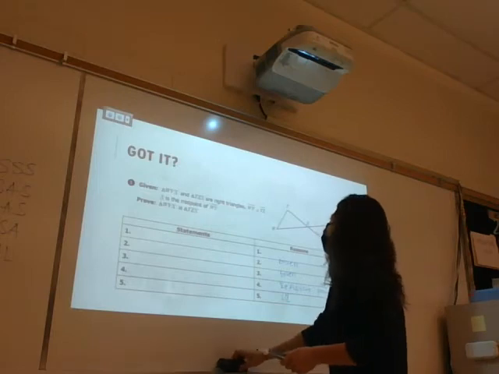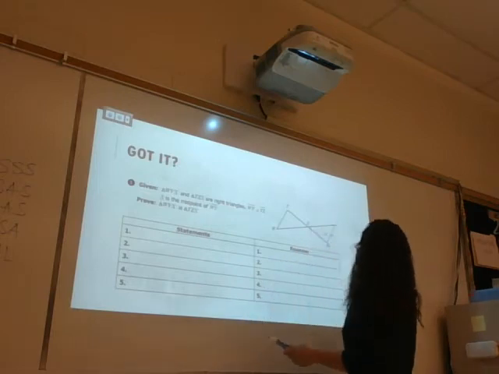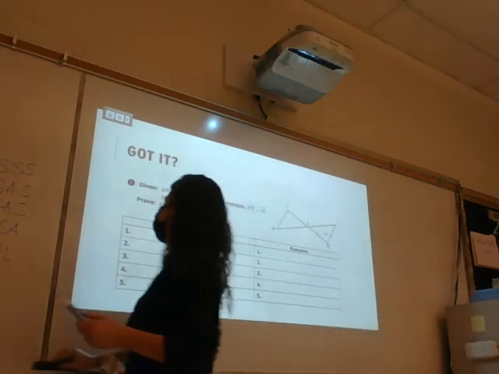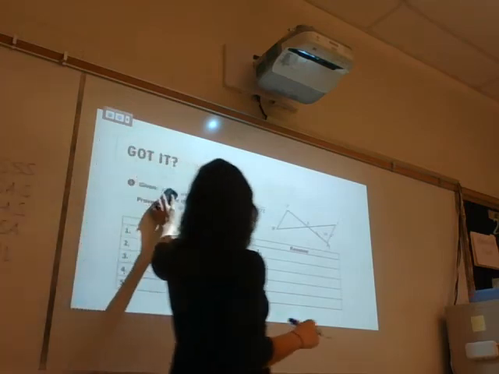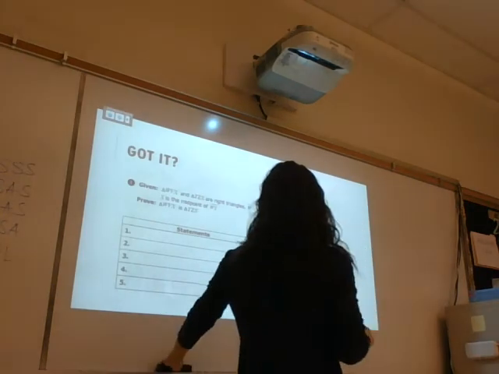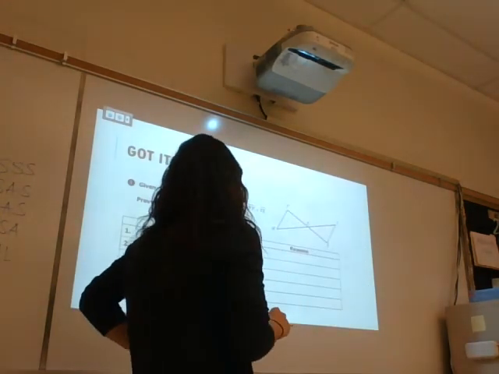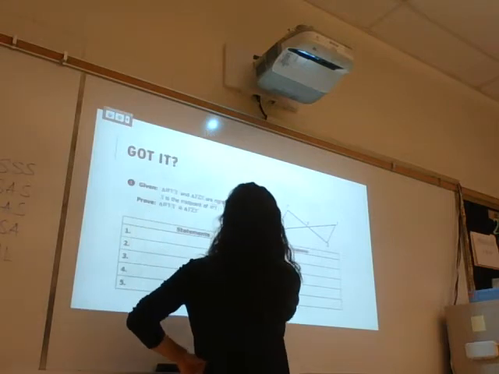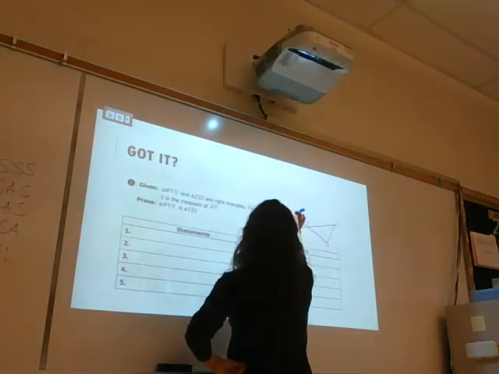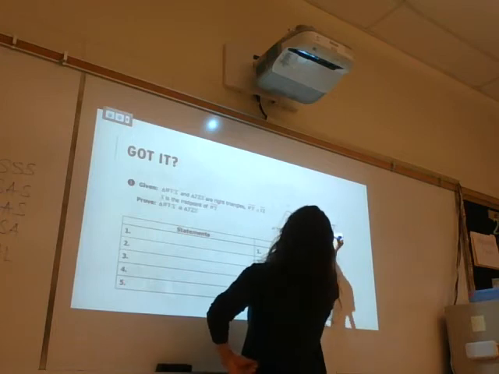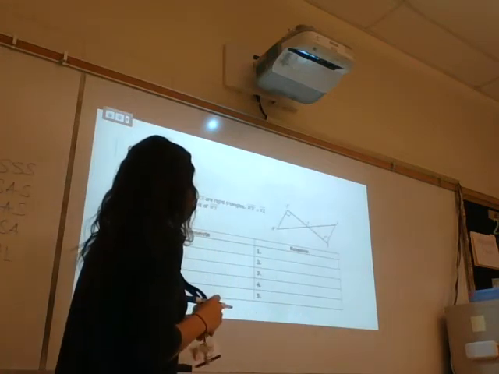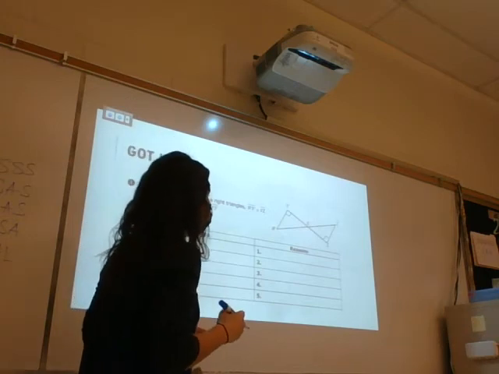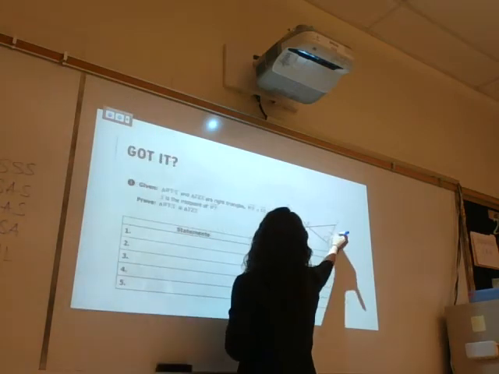I'm going to do another one, and then we'll do some practice. All right, so here's a whole blank proof this time. First thing we're going to do is read the given. This one says that triangle WVX and triangle YZX are right triangles. So V and Z are my right angles. It says that WV is congruent to YZ. So I would mark that.